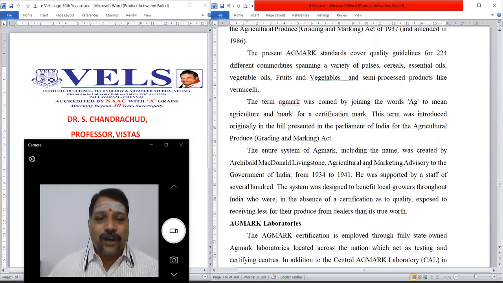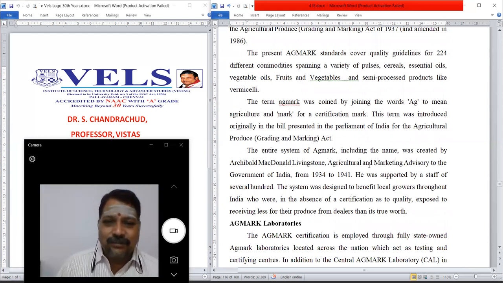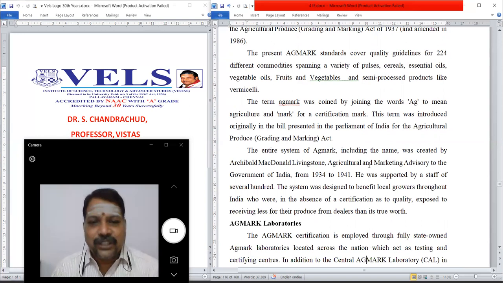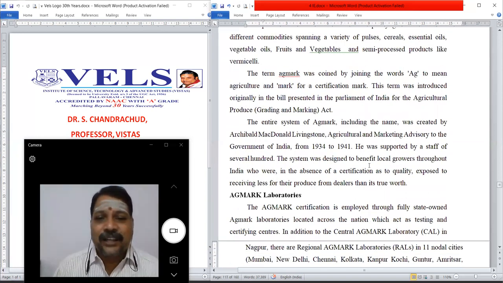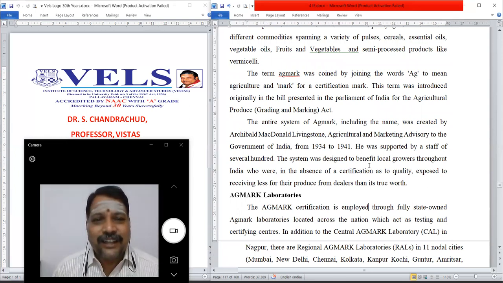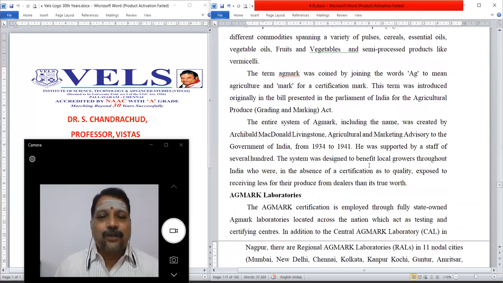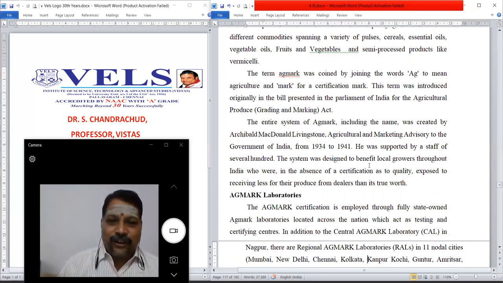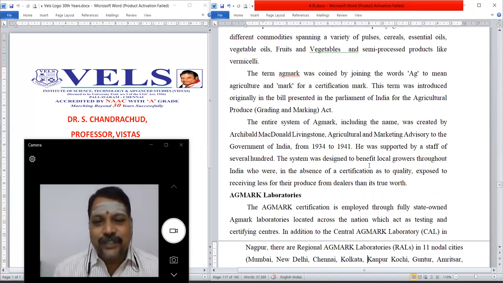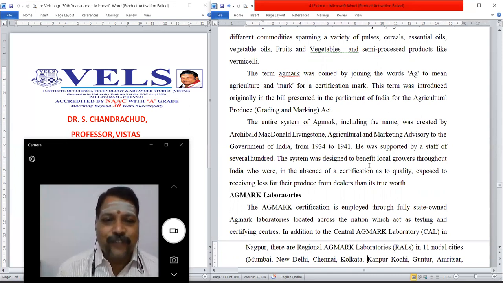The term AGMARK is coined with the joining of AG meant for agriculture, and mark meant for the certification mark. This term was introduced originally in the bill presented in the Parliament of India, the Agriculture Produce Grading and Marking Act 1986. The entire system of AGMARK, including the name, was created by Archibald MacDonald Livingstone. He is the person who coined it in 1937. Now we are using it for India. The Agriculture and Marketing Advisor to the Government of India from 1934 to 1944, he made one survey and finally arrived at this particular term AGMARK.